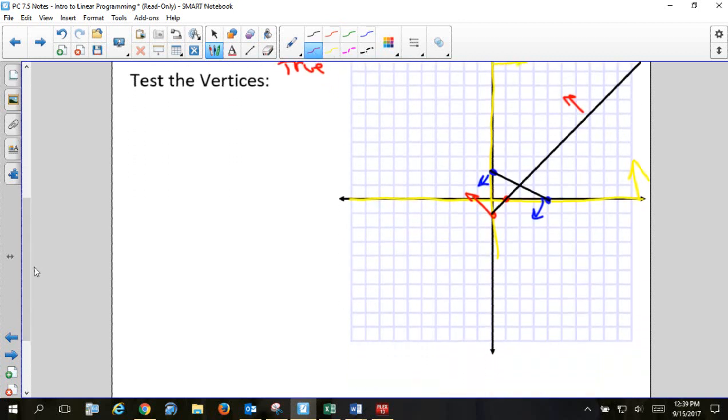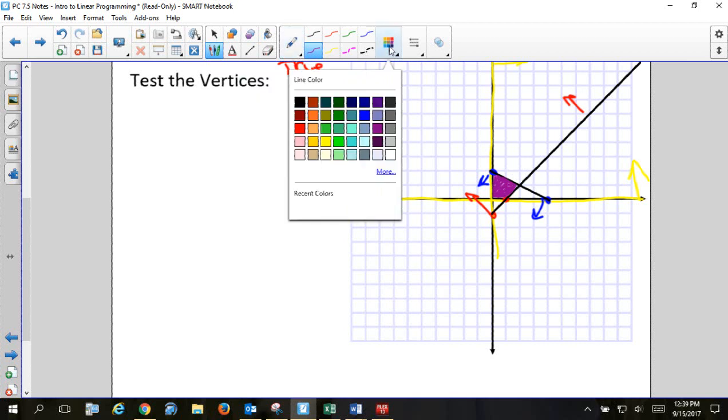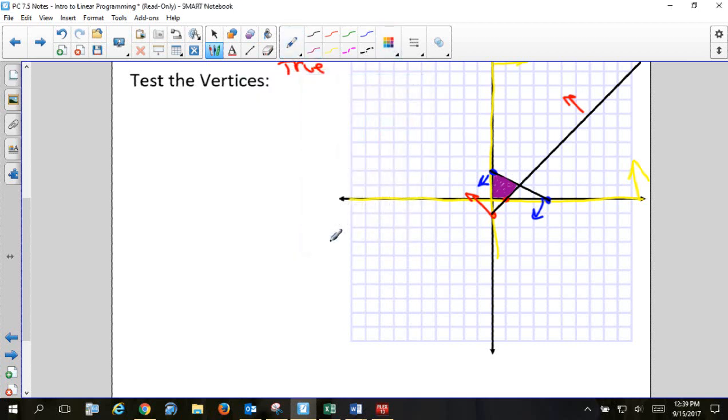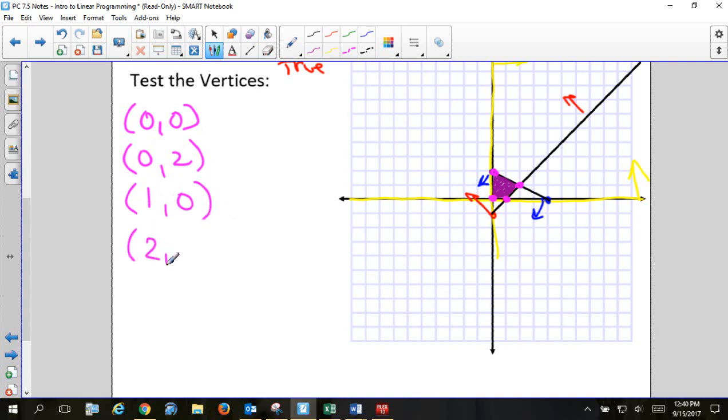So after all the shading, the correct shading, we have this little quadrilateral. And we have to test vertices. So we have to find all the vertices for this quadrilateral. So there's 4 vertices. Those vertices, one of them 0, 0. And one of them is 0, 2. And then 1, 0. And then 2, 1.